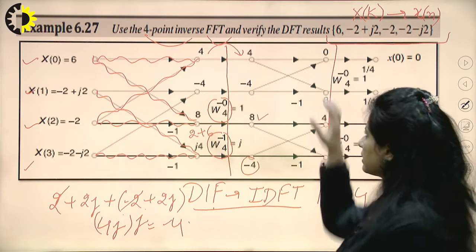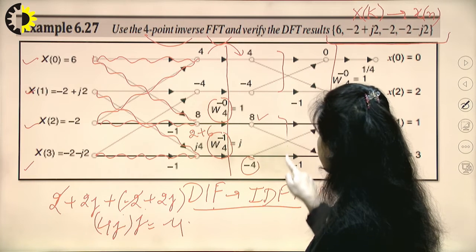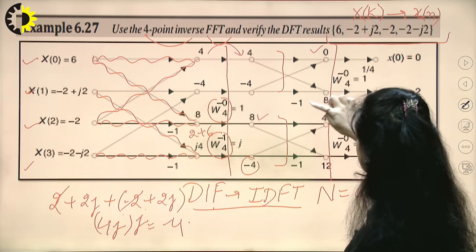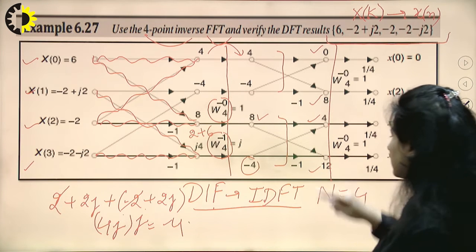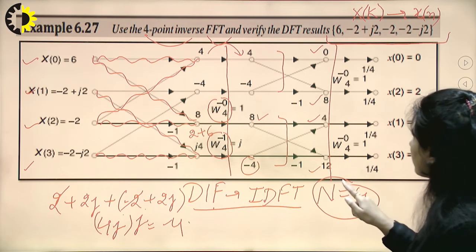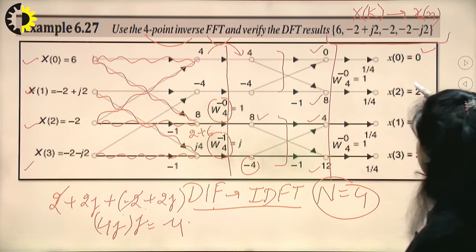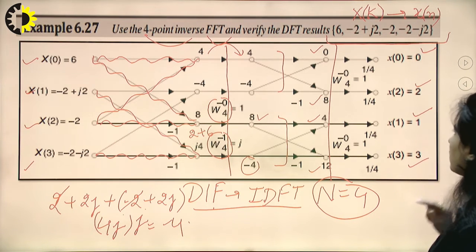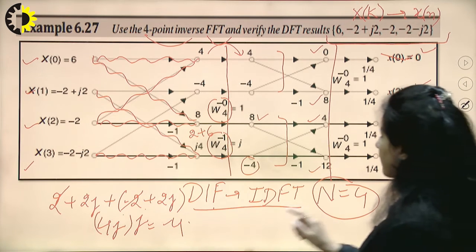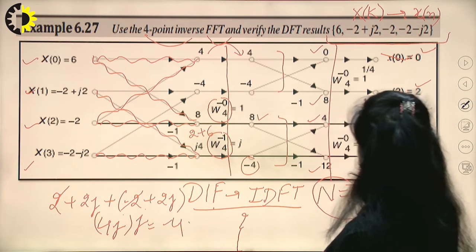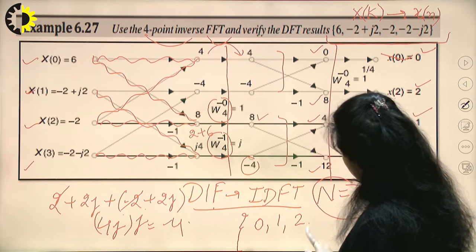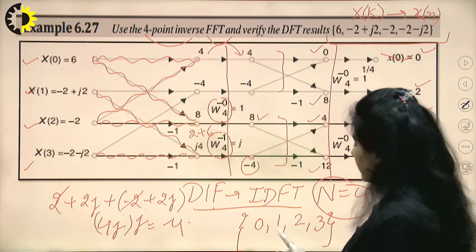Similarly, I will solve for this 2-point DFT and calculate the answers. So the answer I am getting is 0, 8, 4 and 12. This has to be scaled down by 4 because N is equal to 4. So this comes out to be 0, 2, 1 and 3. And look, these are unordered, x0, x2, x1 and x3. So my final answer, I write in the ordered way. So the answer is 0, 1, 2 and 3. I can verify this result.